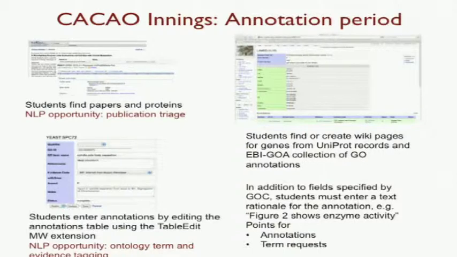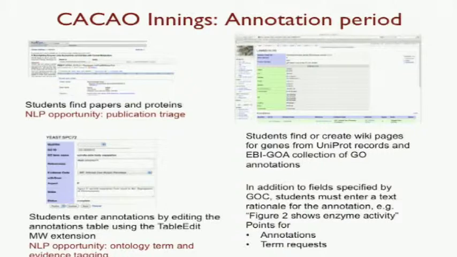Okay, so there are obviously the kinds of things we've heard about for publication triage. This sort of thing would be extremely useful for our students because they start out having no idea how to pick papers, and they learn through the bad experience of finding things and having their mentors say, no, this is not suitable for GO, this is not suitable for GO, this is not suitable for GO.